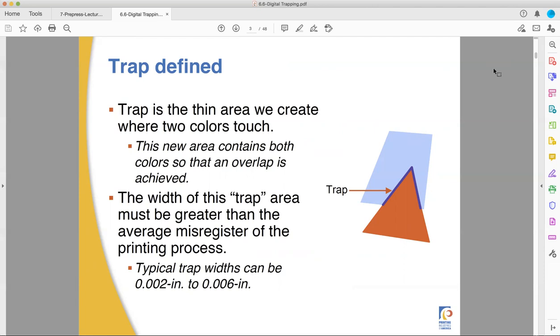The more your printing is off, or the more chance you have of registering wrong, which is when the different colored plates don't line up as cleanly as you'd like, the bigger the trap you need to cover it.